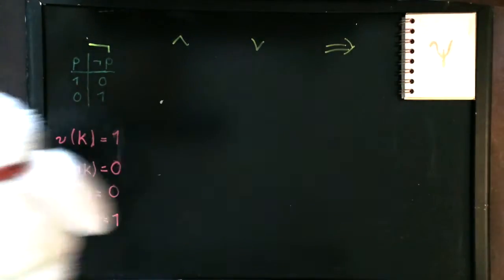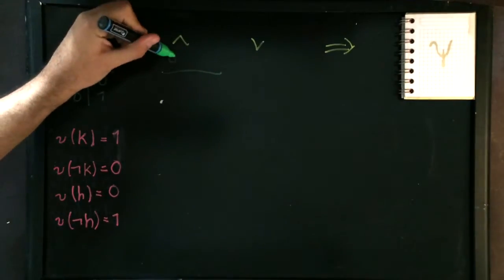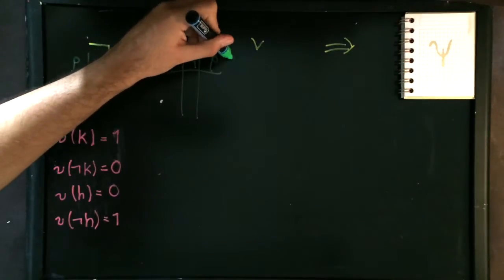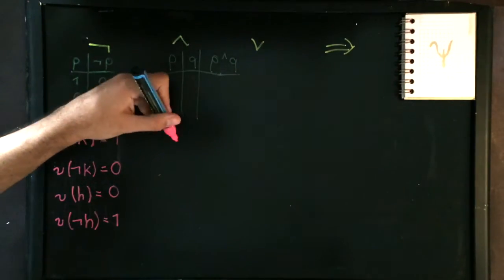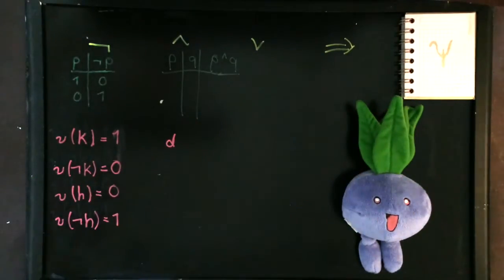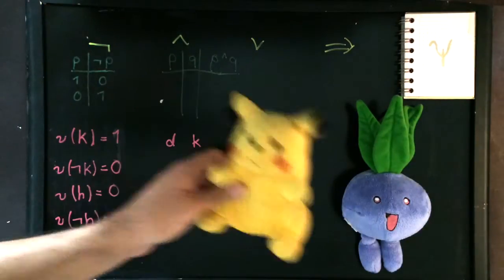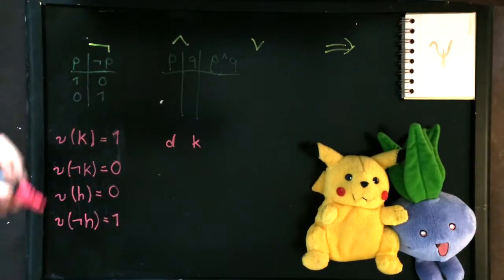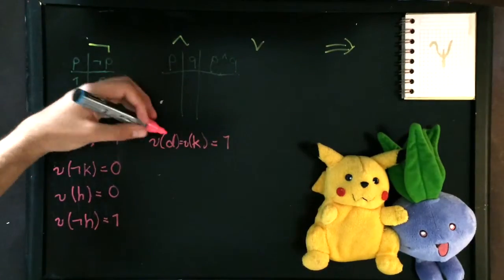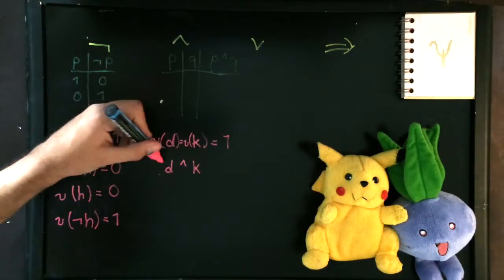The next connective we'll see is the conjunction, whose symbol for us will be this one. It is usually read and interpreted like the word and in English. Thus, let's say that D represents the proposition Oddish is a Pokemon, and K, just like before, represents Pikachu is a Pokemon. Notice that both of these propositions are true, and that D and K is read Oddish is a Pokemon, and Pikachu is a Pokemon.